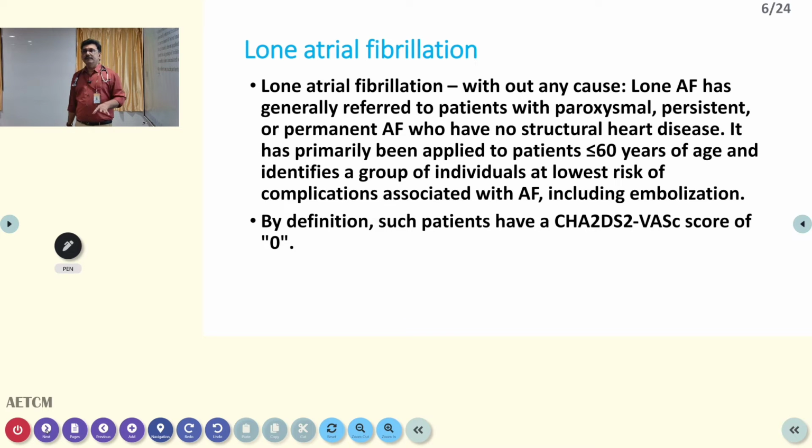You can easily control the problem and it can be reversed. Now, lone atrial fibrillation means there is no other cause for atrial fibrillation. Without any cause, that means CHADS-VASc score, which we will see afterwards, the score is 0. There is no other cause and the patient has atrial fibrillation. You call it lone atrial fibrillation. Whereas in a patient with valvular heart disease, it's not lone atrial fibrillation. Valvular heart disease like mitral stenosis or mitral regurgitation or ASD can also produce atrial fibrillation, or alcohol-induced atrial fibrillation. They are not lone atrial fibrillation.